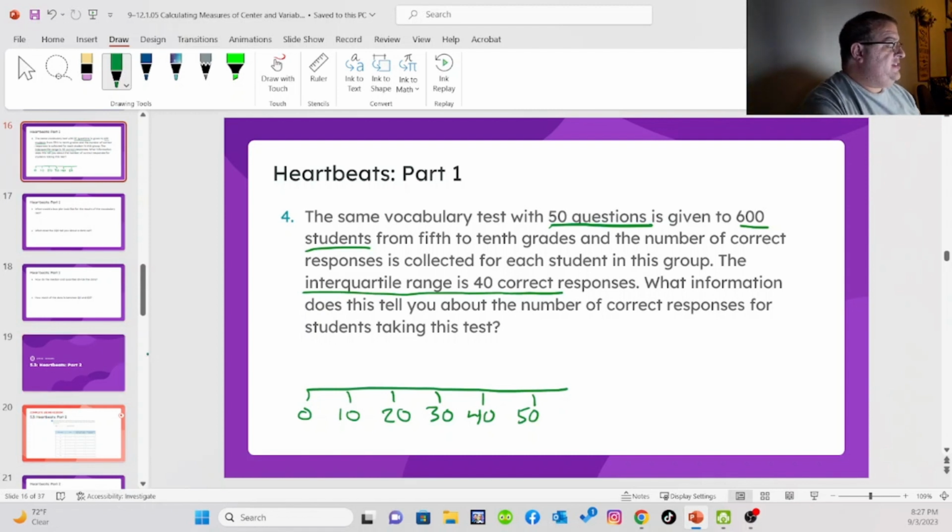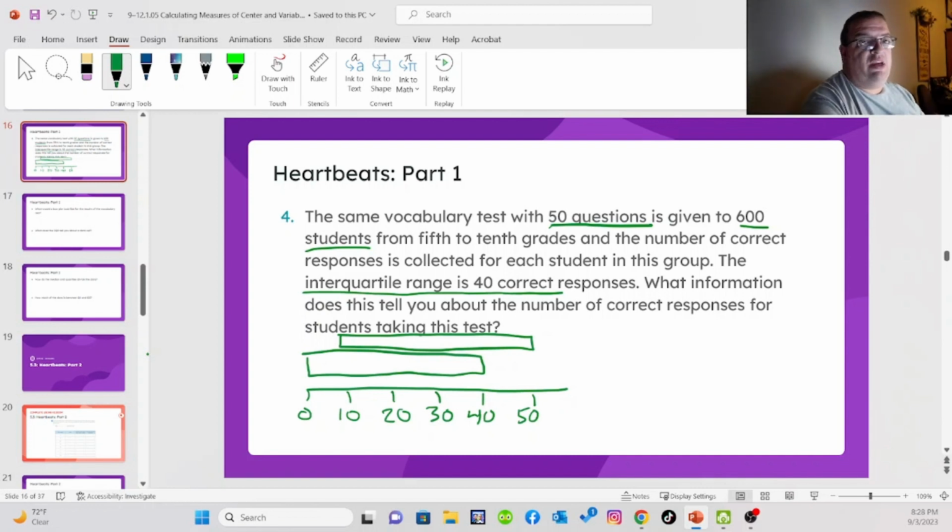So if this is 40 in length, I could have a box that starts at 0 and goes up to 40. I could have a box that starts at 10 and goes up to 50. Or I could have a box that started somewhere in between 0 and 10 and ended somewhere between 40 and 50. But that box is going to be 40 answers long.